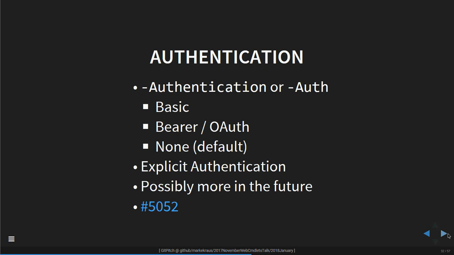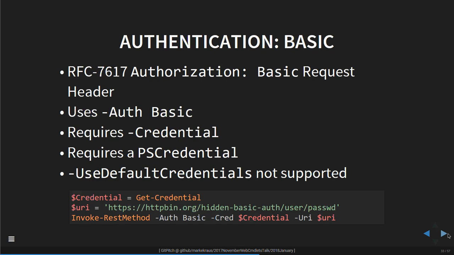And so we've added this new authentication feature, which is the -Authentication, or -Auth for short. We've added support for basic authentication and bearer OAuth authentication. As I mentioned, this is explicit. When you supply these, it will send the credentials to the server without being challenged first. We're looking at possibly adding some more in the future besides basic and bearer OAuth. That was added in pull request 5052.